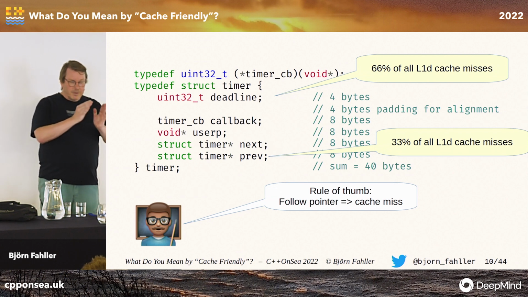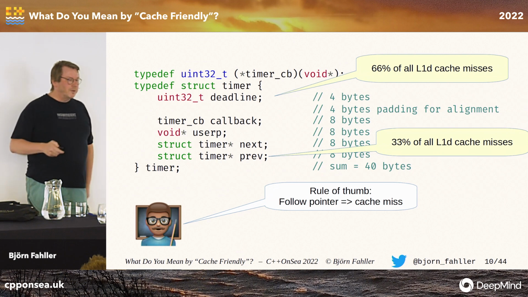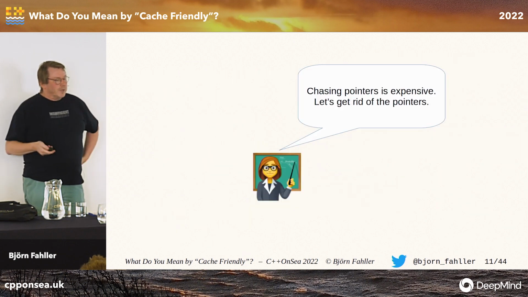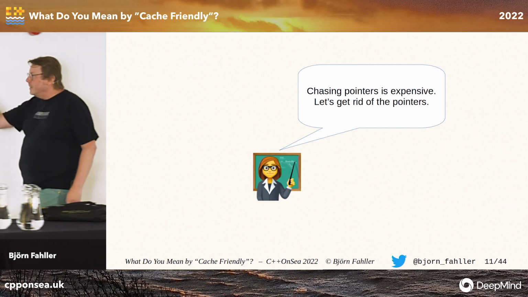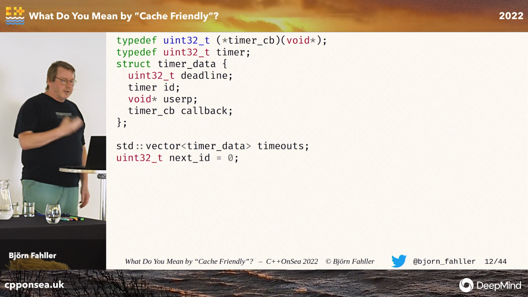Keep your memory small. Keep things you access near each other in time, so the temporal locality. Keep them close in memory too. So chasing pointers is expensive. Let's get rid of the pointers. This is fun. So, rewrite.